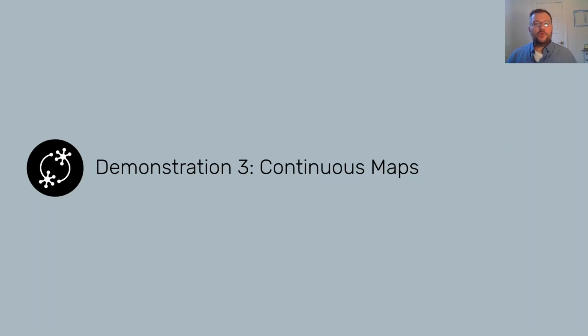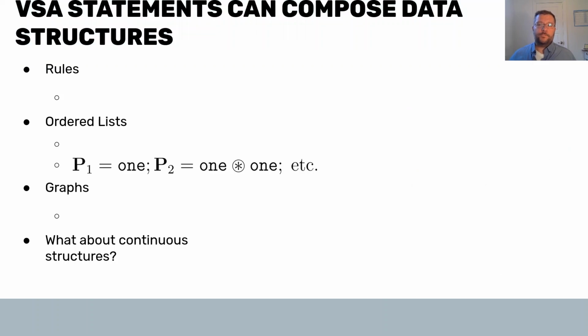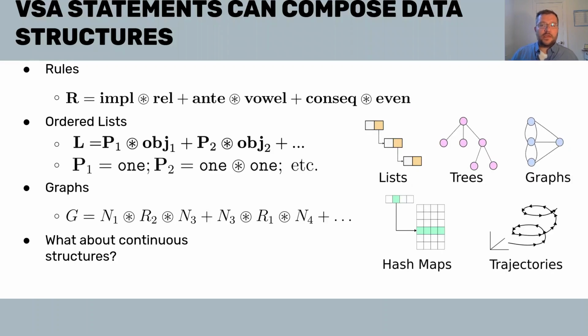Finally now, we're going to call back to spatial semantic pointers and continuous representations to build maps over continuous spaces. We know that VSAs can compose data structures. We've talked about lists and trees and graphs and rules, but what about a continuous space or structure like a trajectory, something that's moving through time over the world?